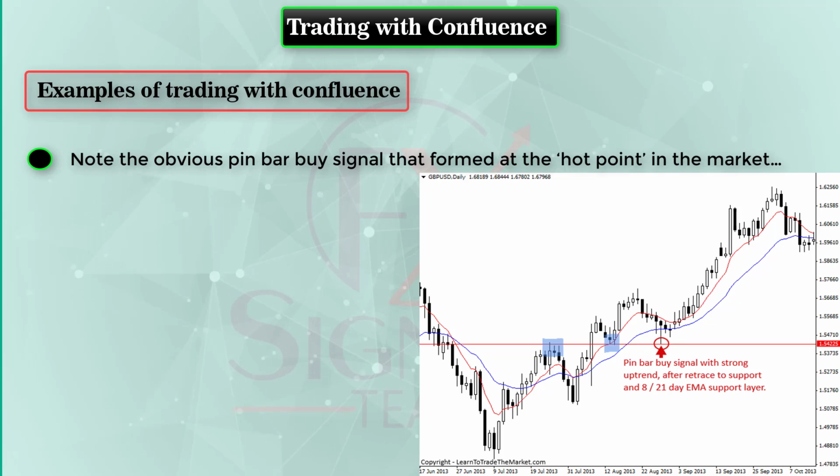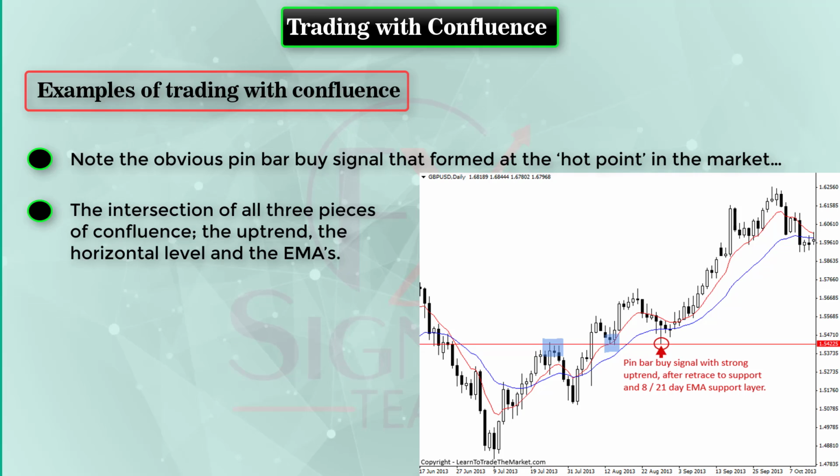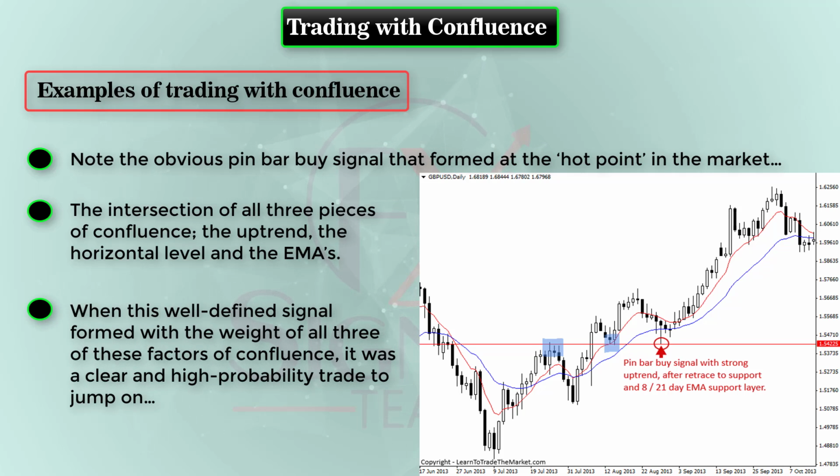Note the obvious pin bar buy signal that formed at the hot point in the market. The intersection of all three pieces of confluence: the uptrend, the horizontal level and the EMAs. When this well-defined signal formed with the weight of all three of these factors of confluence, it was a clear and high probability trade to jump on.